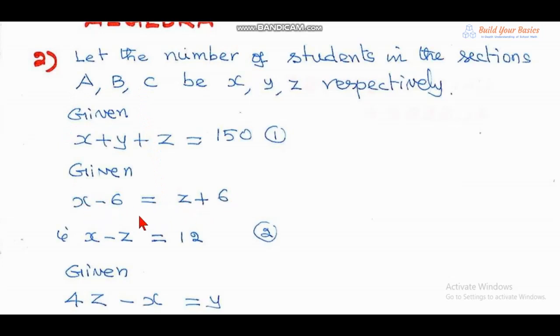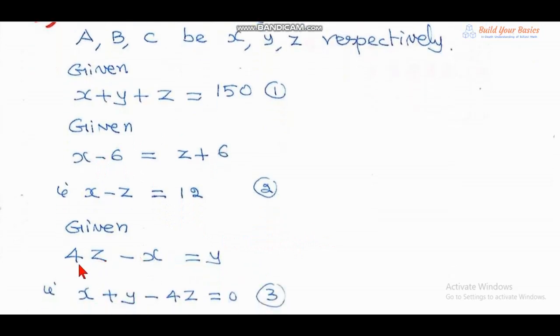In other words, X minus Z equal to 6 plus 6, that is 12. Equation 2. Then third statement. If 4 times the students of section C, that is 4Z, exceeds the number of students of section A by the number of students in section B. So 4Z exceeds X by Y, that is 4Z minus X equal to Y.